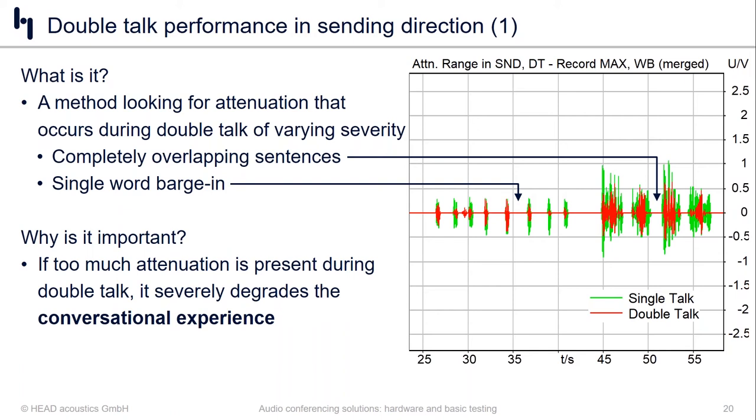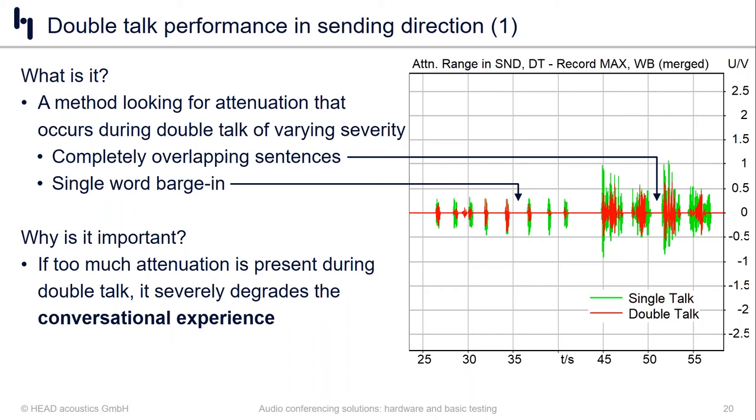Now, very much related to echo is, let's look at double talk performance. So double talk performance, we're specifically looking for the amount of attenuation that occurs during double talk. And we want to look at two double talk scenarios. We want to look at what we call the completely overlapping scenario, sometimes known as segment two, sometimes known as heavy double talk. It's when both the far end and the near end are talking full sentences at the same time. And then we also have what we call single word barge-in, sometimes known as segment one, sometimes known as light double talk. And that's when the far end is talking full sentences and the near end is trying to interrupt with a single word like yes, hey, no, stop, please stop, to varying degrees of success.